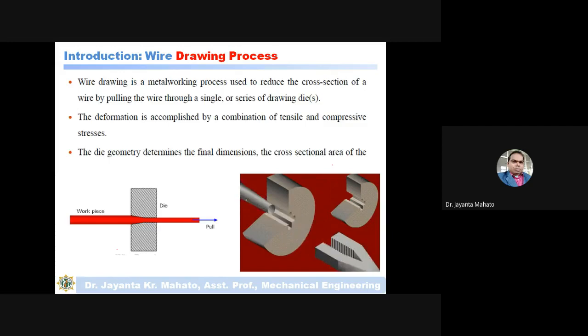The die geometry determines the final dimensions, means how much final diameter of the wire is required depends on the geometry of the dies and the cross-sectional area of the wire. So this is actually just an overview of the wire drawing process.